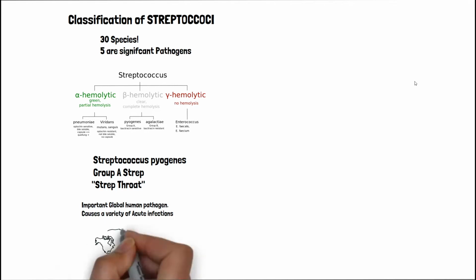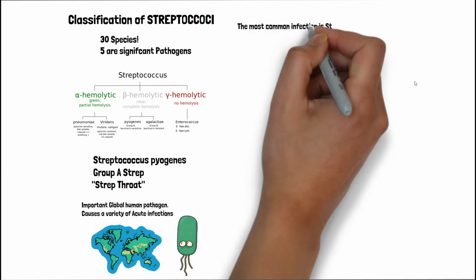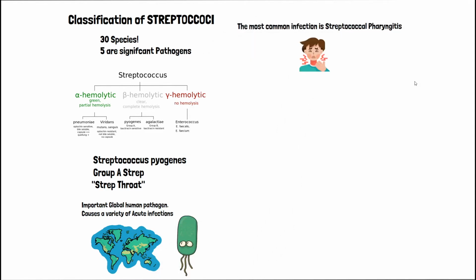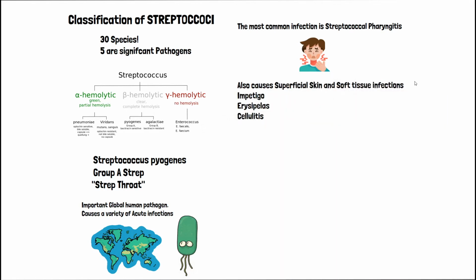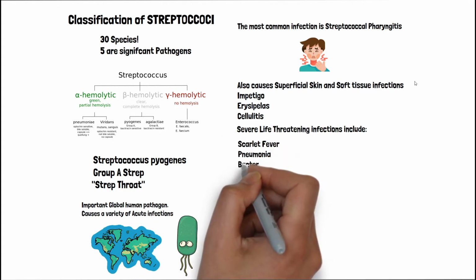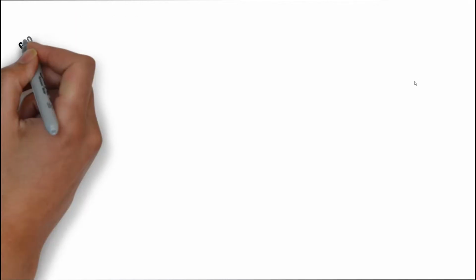It's a very important global human pathogen and it causes a variety of acute infections. The most common infection is actually Streptococcal Pharyngitis. It also causes other superficial skin and soft tissue infections, which include impetigo, erysipelas, cellulitis, and also causes severe life-threatening infections called scarlet fever, and can cause bad pneumonia, bacteremia, necrotizing fasciitis, and streptococcal toxic shock syndrome. We will talk about these in other topics. But today we will go on to Streptococcal Pharyngitis, also known as strep throat.